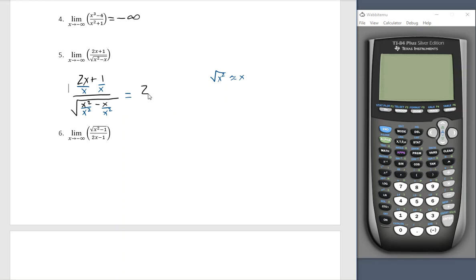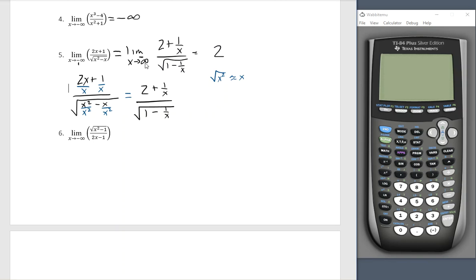I will now have 2 plus 1 over x all over the square root of 1 minus 1 over x. Now, as x goes to negative infinity, I forgot to put the negative there. It's definitely a negative. Of this function, we can see we're going to get an answer of 2.